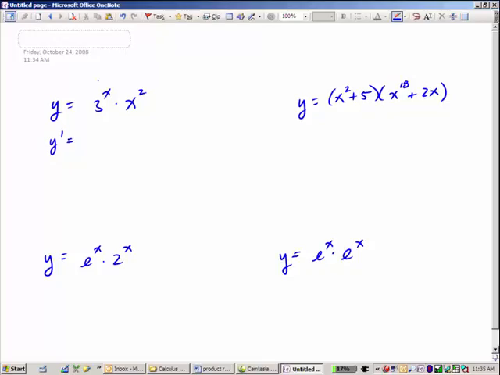Jack? I think you split it up and it would be 2 times 3 to the x. Where are you getting the 2 from? The derivative of x squared. What's the derivative of x squared? Try again. 2x. So the derivative of the second times the first, plus the derivative of the first, which would be ln of 3 times 3 to the x, and then times x squared.